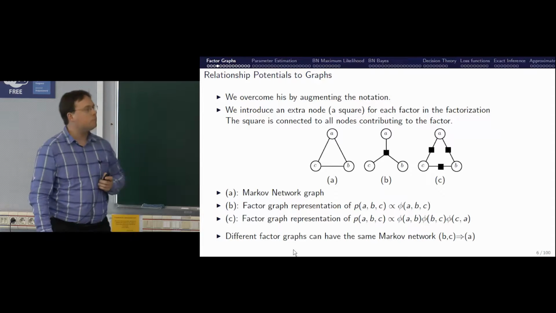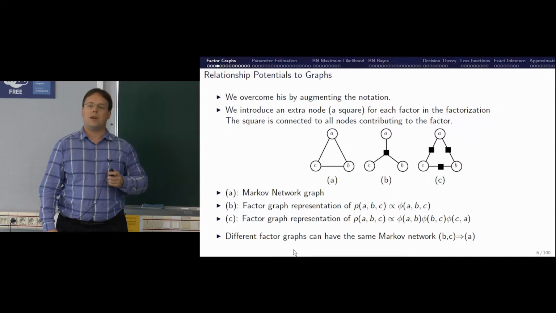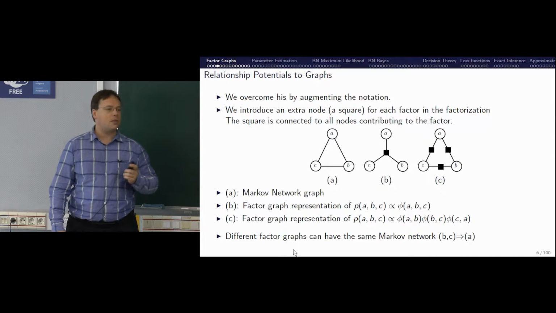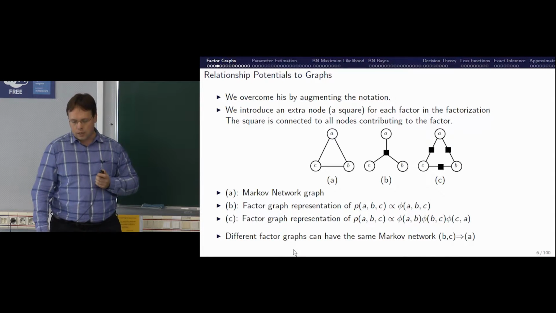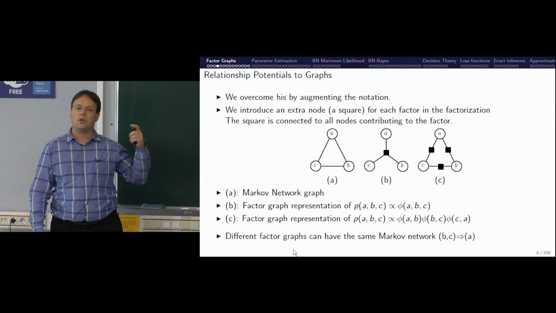Okay. In particular, that means different factor graphs can have the same Markov network. B and C both lead to the triangle. And if you remember how you could specify if things were conditionally dependent or not, for that you needed the network. So both B and C would have the same conditional independence statements.